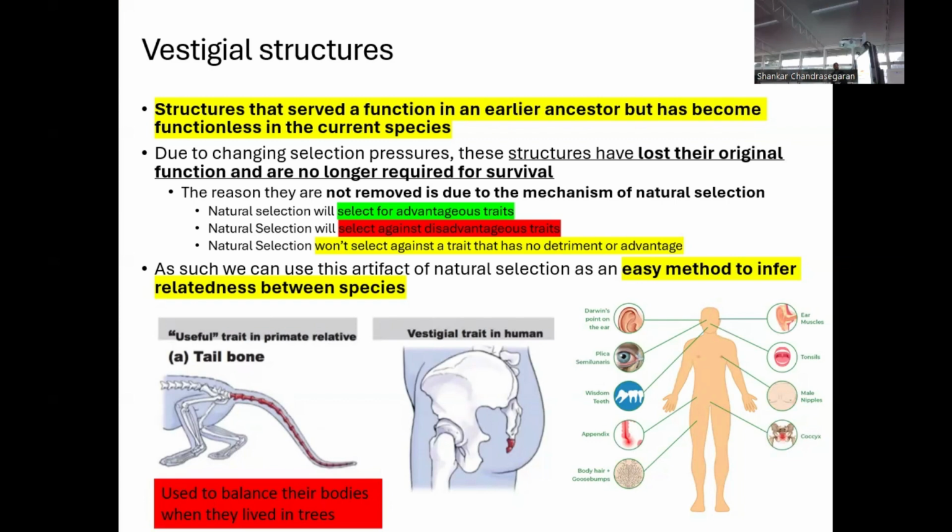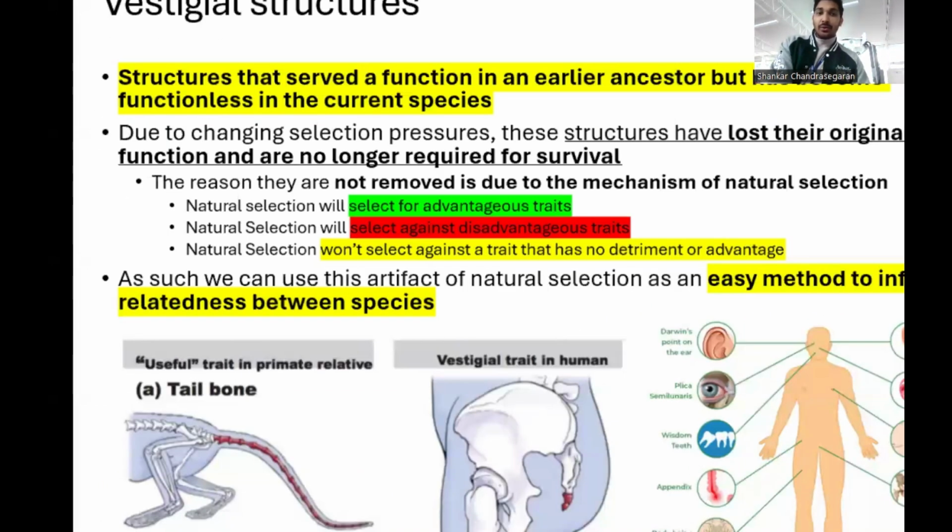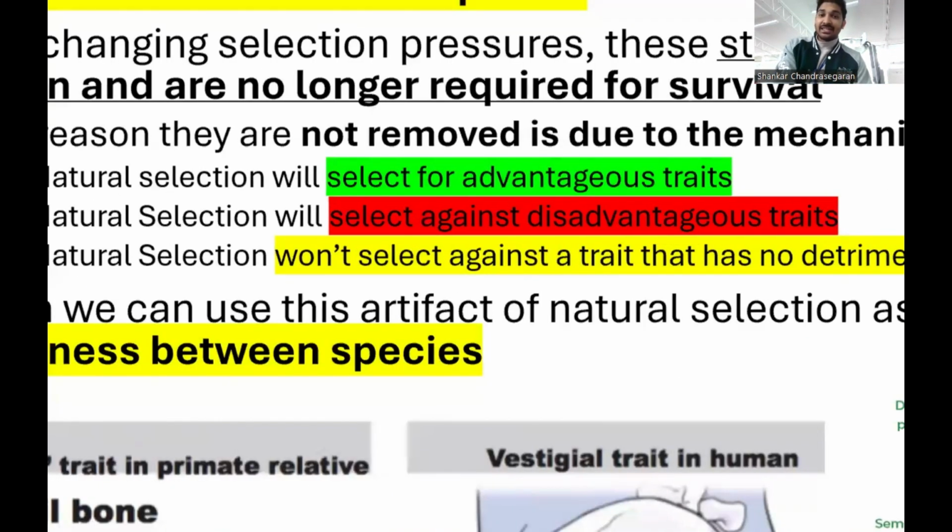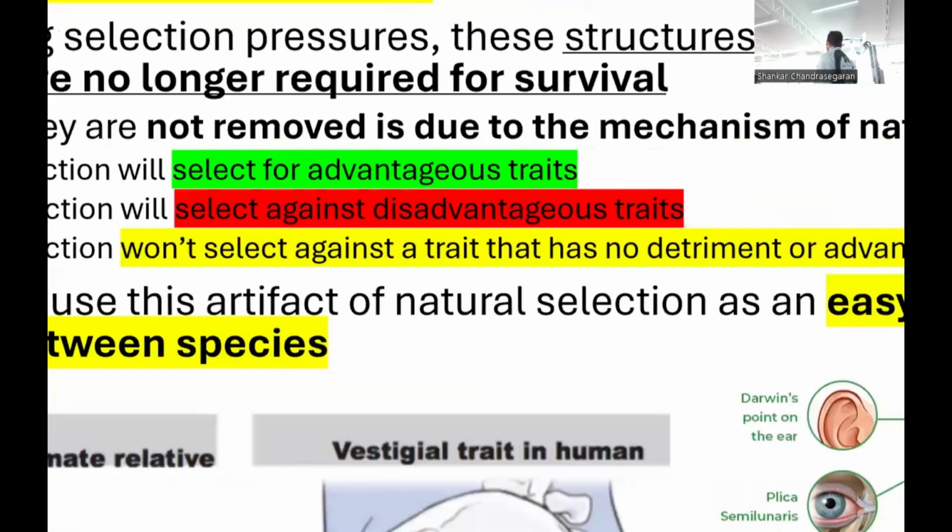Because that is not to say a flaw, but a feature of the mechanism of natural selection. So how does natural selection work again? Let's just do a very quick recap. Basically, natural selection will always select for advantageous traits and select against disadvantageous traits.